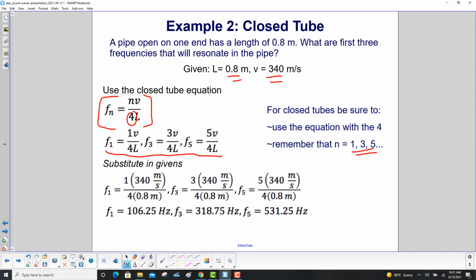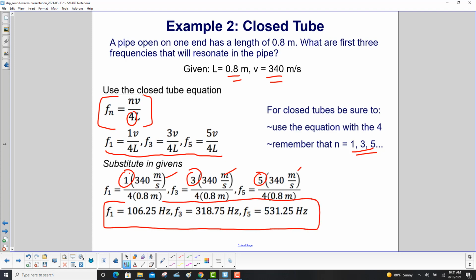We substitute in our givens. Here's the speed, and then here's our 1, 3, and 5. Calculate it out, and we get these three frequencies here for the first frequency. Then the second frequency, even though it says f sub 3, it's your next harmonic, and then f sub 5 is your third harmonic.